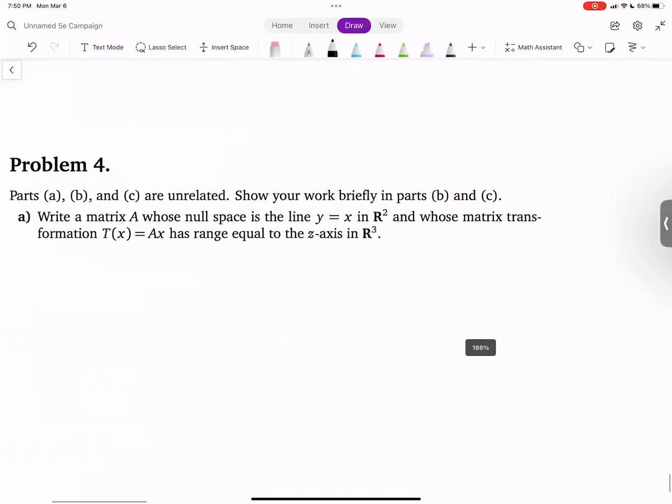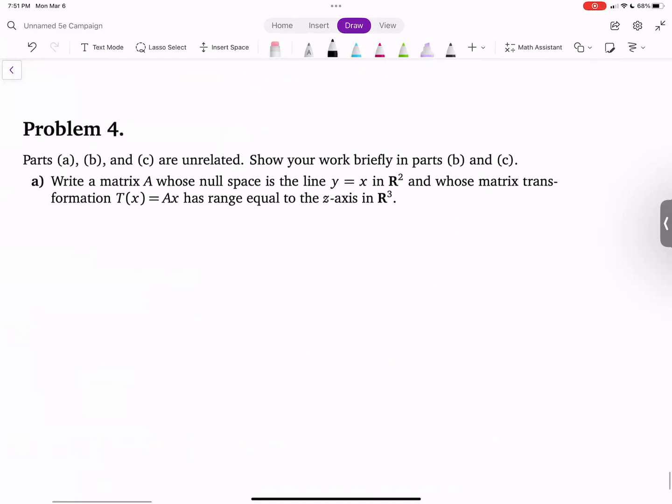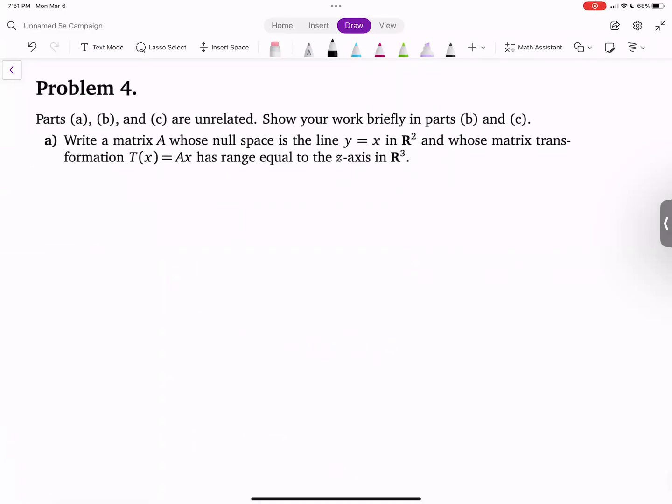What this question says: write a matrix whose null space is the line y equals x, and whose matrix transformation has a range equal to the z-axis. This is a good question. I think this was actually asked on one of last year's midterms. So we can take this in two parts, either way, all right?